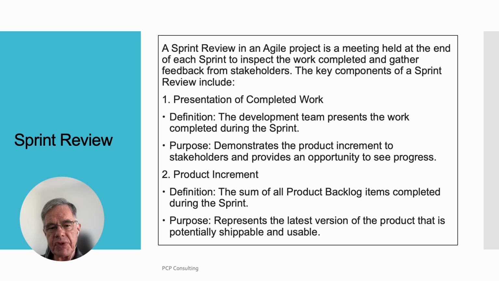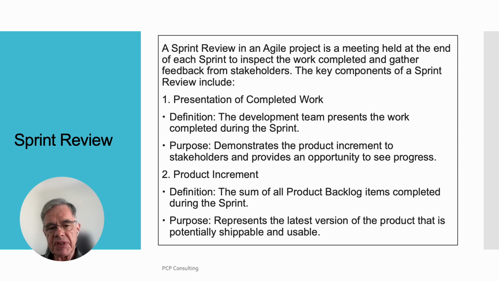There is a sprint review in an Agile project, which is a meeting held at the end of each sprint to inspect the work completed and gather feedback from stakeholders. The key components of the sprint review are presentation of completed work. Definition: the development team presents the work completed during the sprint. Purpose: demonstrates the product increment to stakeholders and provides an opportunity to see progress.